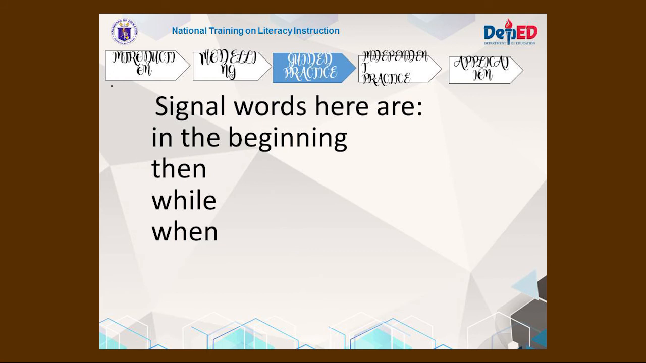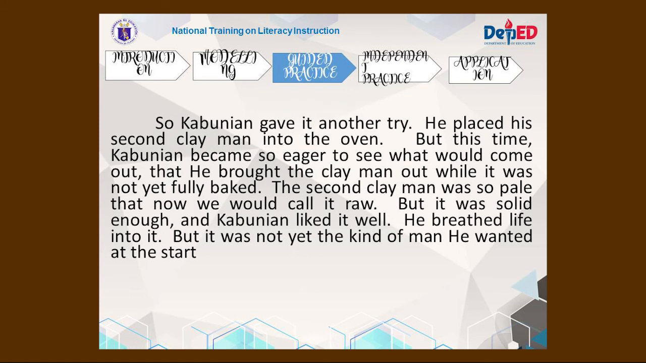Okay, class, what are the signal words that we can see in that particular part of the text? Okay, in the beginning, what else? Then, okay, what else? While, yes, what else? When, right? Okay, I will continue reading.